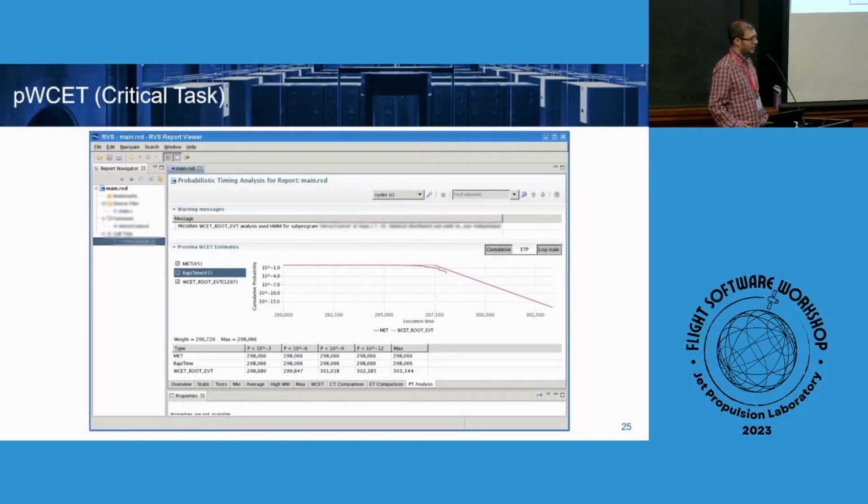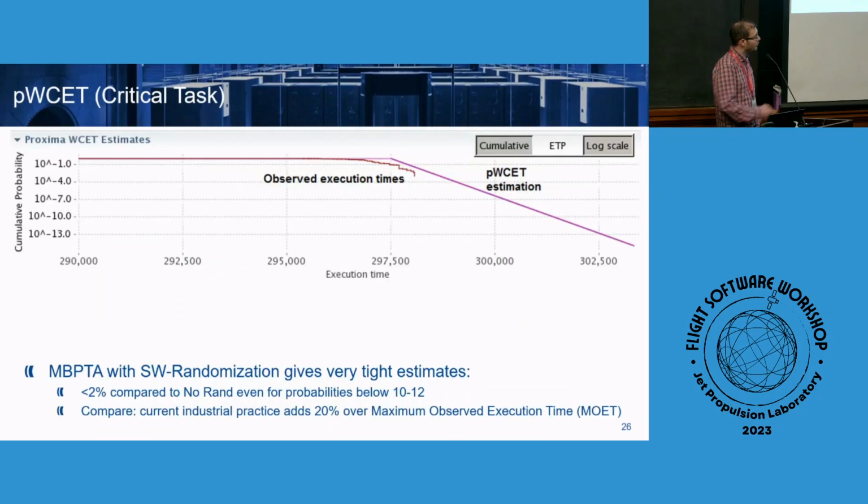Here you can see the results of the worst case execution time estimation. We can see a zoom of the previous figure. Here you can see two curves. With red, we have the observed execution times that we have collected, around 1,000 measurements. And then we process these results with extreme value theory, and we can create an upper bound probabilistic distribution that you can see here with purple. What is very interesting is that the difference between the maximum observed execution time and the worst case execution time with probability lower than 10 to the minus 13 is just 2%.